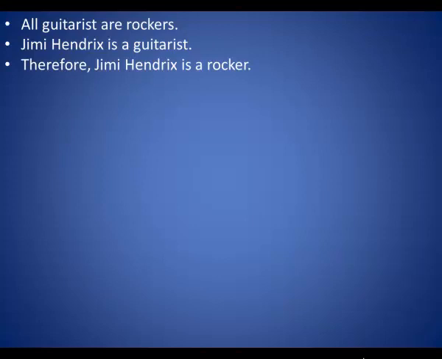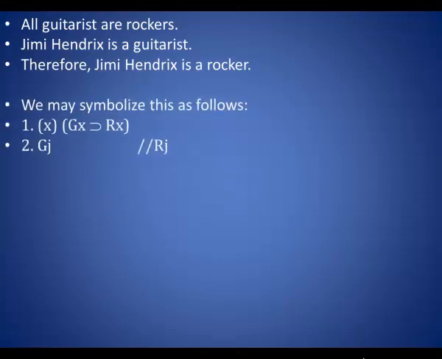So let's take a look at an example. All guitarists are rockers. Jimi Hendrix is a guitarist. Therefore, Jimi Hendrix is a rocker. We may symbolize this as follows. For all x, if x is a guitarist, then x is a rocker. Jimmy is a guitarist, therefore Jimmy is a rocker. Now notice premise 1, of course, you should be used to this by now. Since it's a universal quantifier, we've translated it as an implication. Premise 2 is a singular statement. Therefore, we use the capital letter G to stand for the predicate guitarist and the lowercase letter J for Jimmy. So our conclusion is a singular statement.